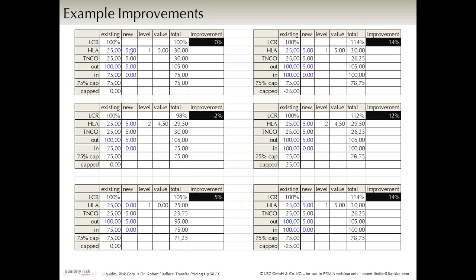Now I have additional 5 HLR and additional 5 TNCO, and then if I look at it, the improvement is 0. Even if I add new level 2 assets, the effects can be negative. So in a nutshell, these things need to be calculated in detail and depend massively on the situation of the balance sheet.